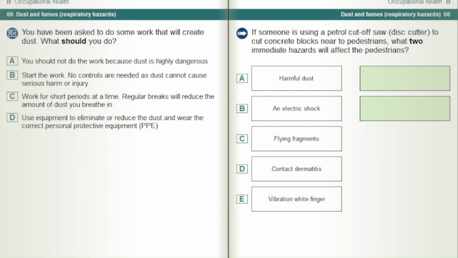If someone is using a petrol cut-off saw, disc cutter, to cut concrete blocks near to pedestrians, what two immediate hazards will affect the pedestrians? Harmful dust, an electric shock, flying fragments, contact dermatitis, vibration white finger.